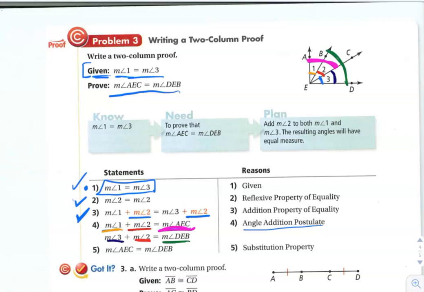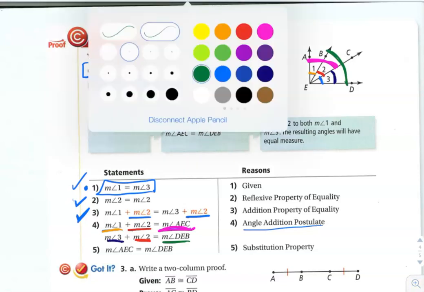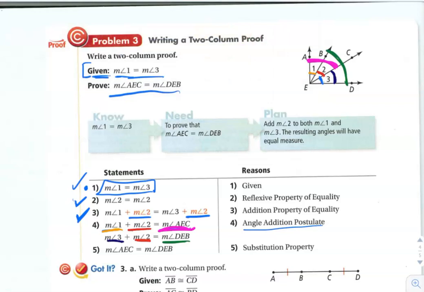And then, based on that, we can then state that the measure of angle AEC is congruent to the measure of angle DEB. Okay, so we're just substituting in what we found before, right? Based on our conclusion, right? These are the same. We know these are the same. So then we can know for sure those are the same.